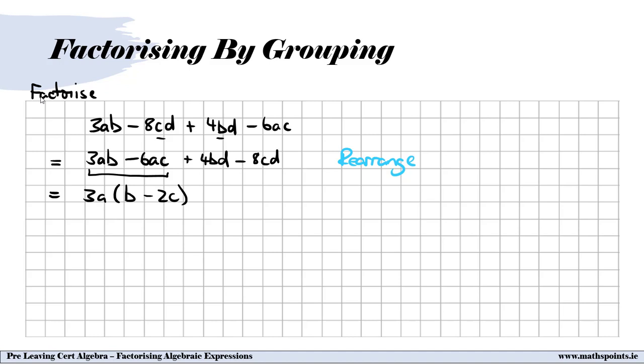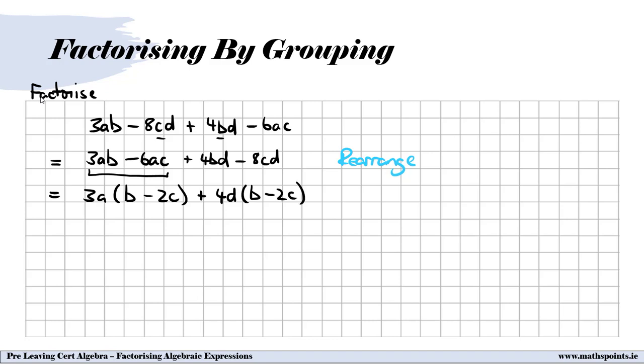To double check that, 3a by b is 3ab, 3a by minus 2c is minus 6ac. So it's no harm sometimes just to do a quick check before you go too much further. Plus, what numbers divide evenly into 4 and 8? Well, the number 4. And then are there letters common to both terms? There is a d common, and then we can open up a bracket. If we divide 4bd by 4d, we get b. And if we divide minus 8 by 4, we get minus 2. And then cd divided by d is c.